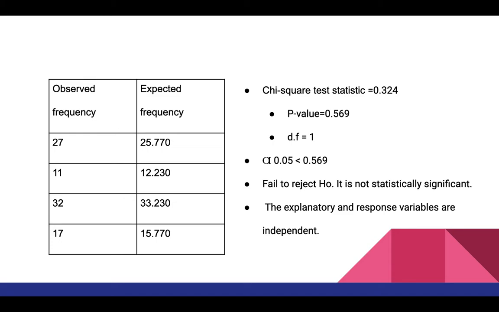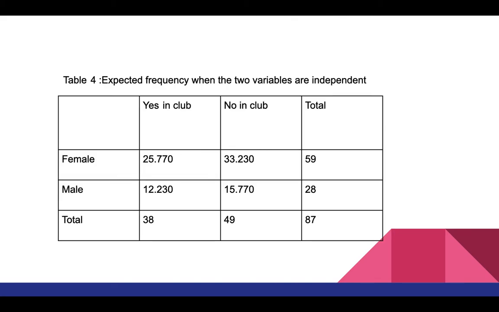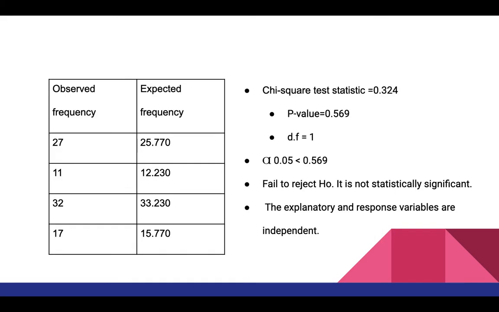And so this gave me my chi-square and my p-value, and for my chi-square I got 0.3, and for the p-value I got 0.569. We used the same level of significance, 0.05, and my p-value was greater than 0.05, so therefore we failed to reject the null hypothesis because it is not statistically significant, and the explanatory and response variables are independent. So meaning that the gender and being in a club are independent.